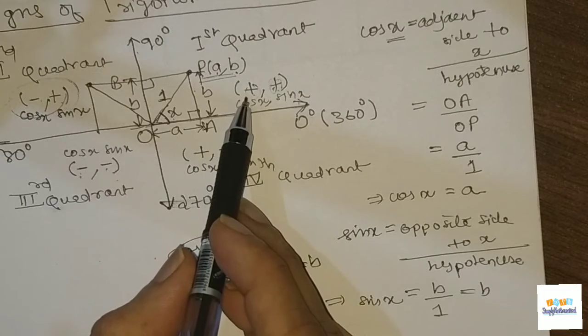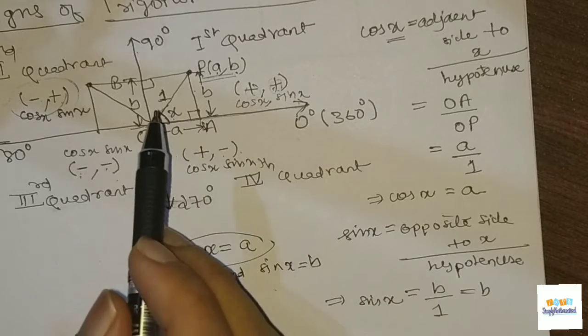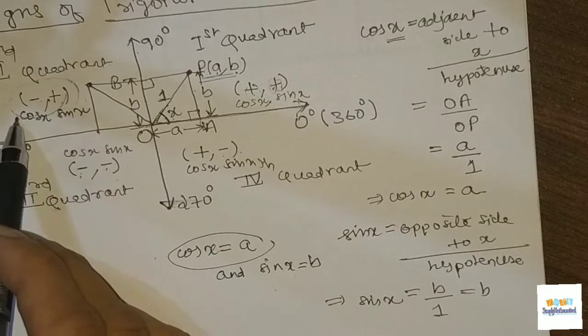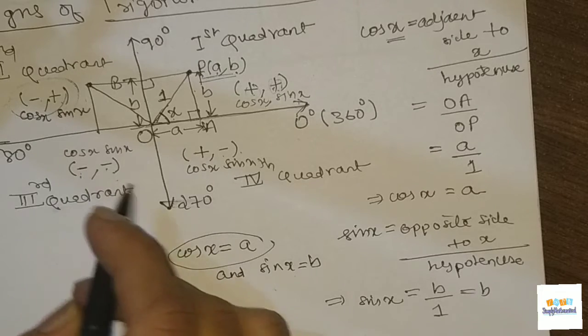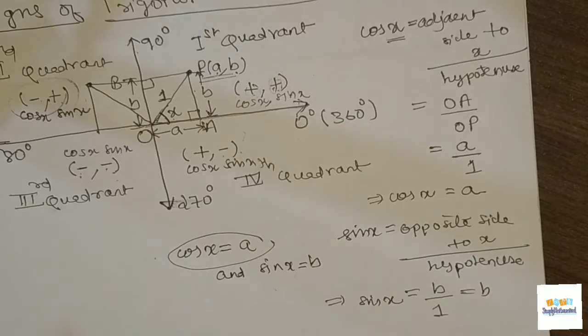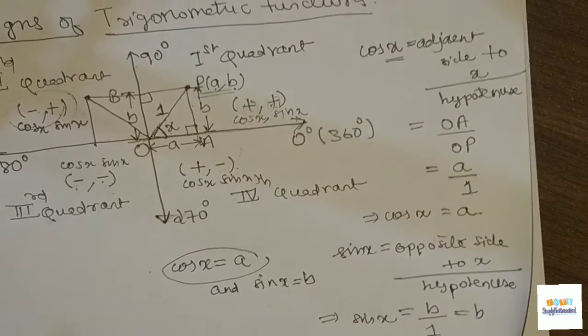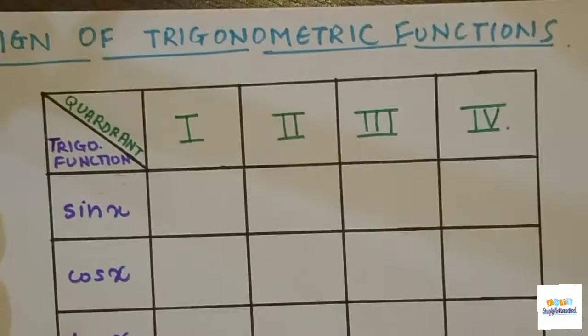So here you got both are positive. Here what you got is cos is negative, sin is positive. Here you got both are negative, cos x and sin x. Here what you got is cos is positive, sin is negative. Okay, so now we can look at the table. That is the sign of trigonometric functions. That is this table.